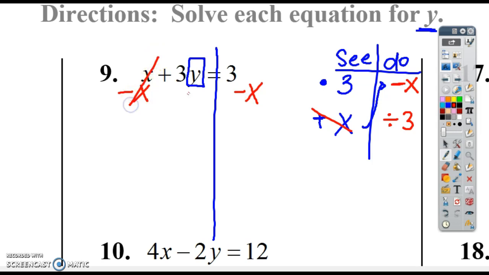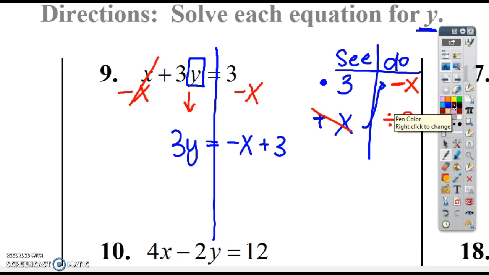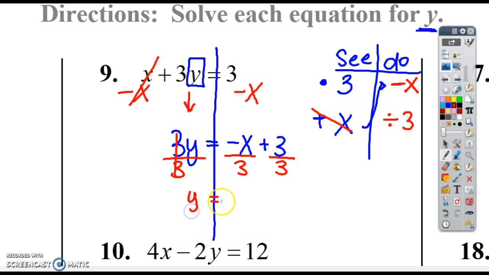x minus x, that cancels. Bring down our 3y. Bring down your equal sign. 3 and negative x, can that combine? No, so you just bring each one down. I bring down my negative x, bring down my positive 3. Okay, the last thing I need to do is divide out by 3. So I divide out by 3 and I do it to everything. Okay, so 3 over 3 cancels. I'm left with my y on this side is equal to negative x divided by 3.